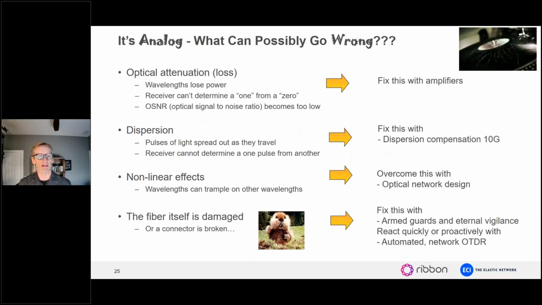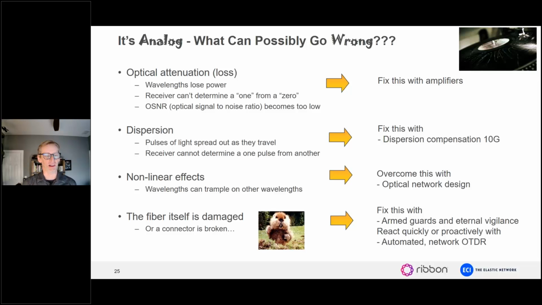Let's press on. Finally, we talked about the three things a line system does: wavelength division multiplexing, it manipulates wavelengths, and we showed you the different options for manipulating wavelengths. And the third thing was overcoming the wild, nasty effects of analog transmission. It's analog. What could possibly go wrong, right?